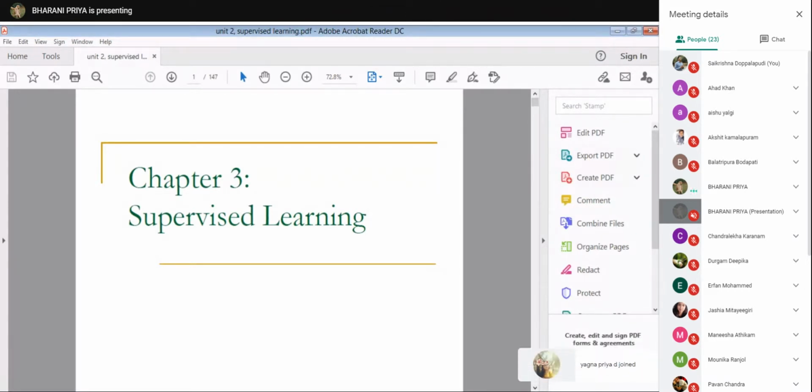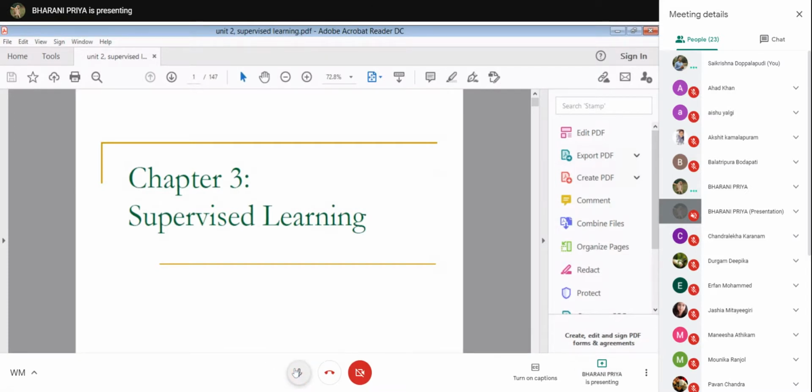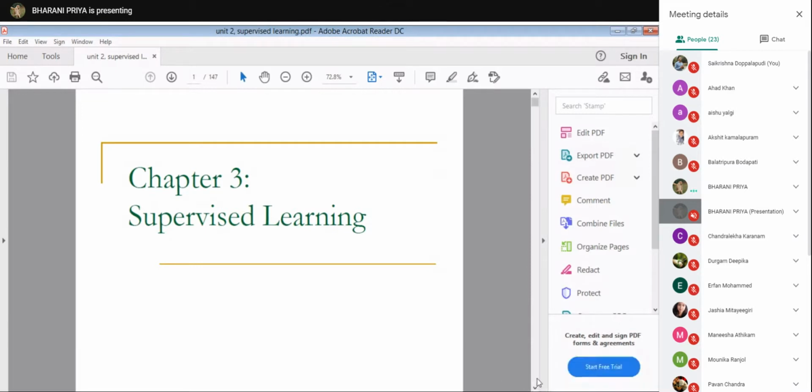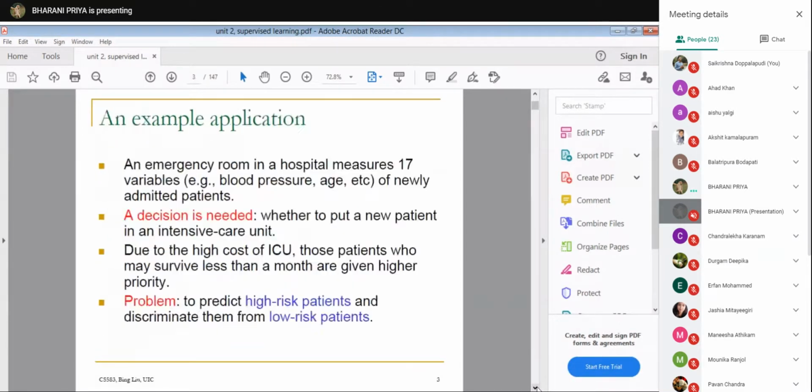Supervised learning. Supervised learning is also called classification and inductive learning in machine learning. Why supervised learning, or why is classification required? Let us try to understand classification with this example.